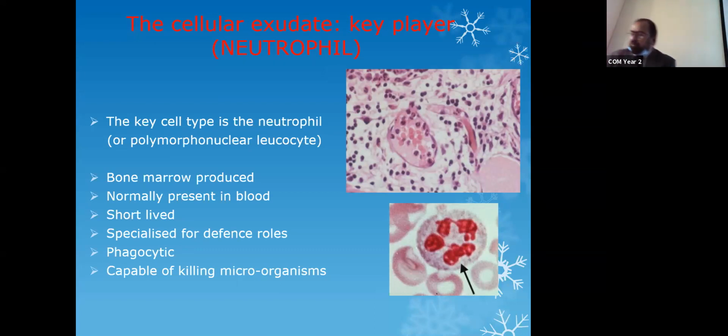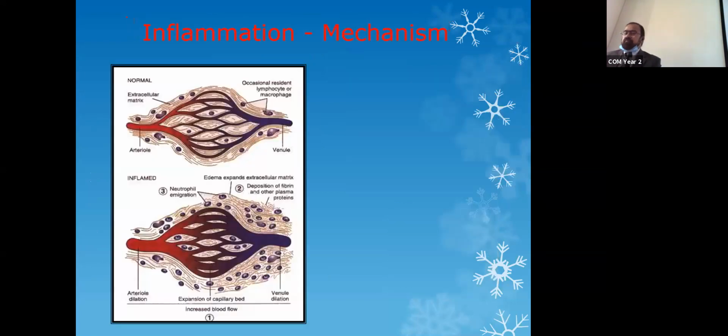And finally, capable of killing the microorganisms. Now again, this slide shows a normal one. Normally, if you see, this is the arterial end, this is the venular end. There are a few cells outside in the interstitium, which are mostly lymphocytes and macrophages. As I said, macrophages are always there. These are the first cells which take up the bacteria, which is an antigen presenting cell. So they present that to the nearby lymphocyte, to see what this is.